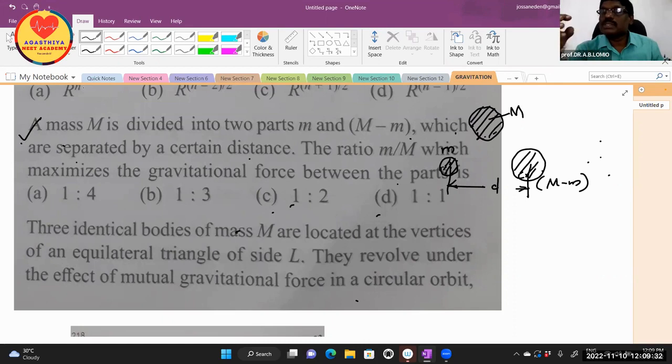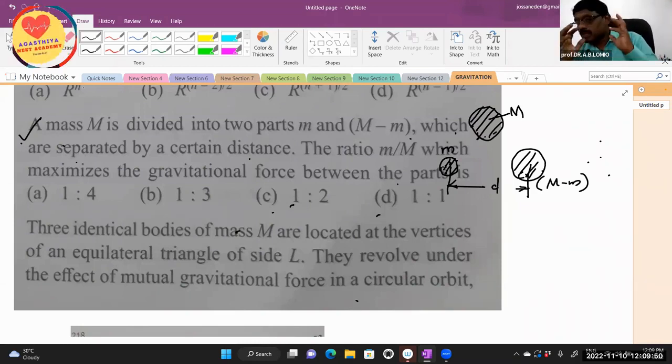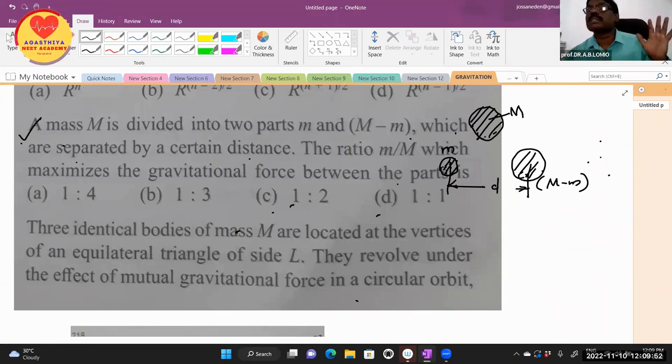What is the function here? The small m is the function. From the large mass M, small m is removed. The question is, what should be the ratio of small m and capital M, so that the gravitational force between the two masses will be maximum? How to analyze this problem?